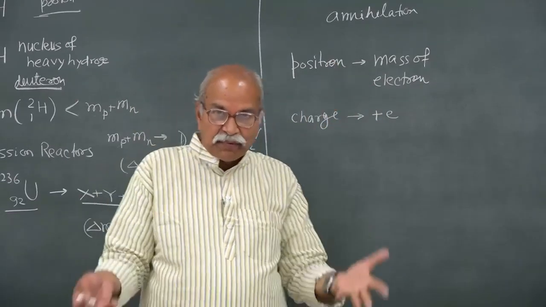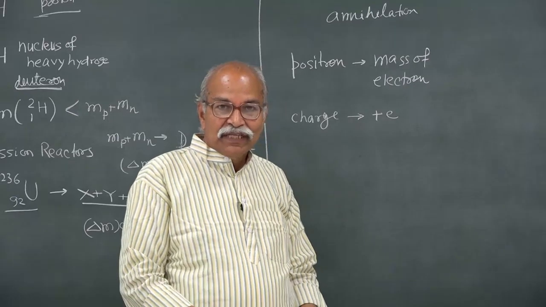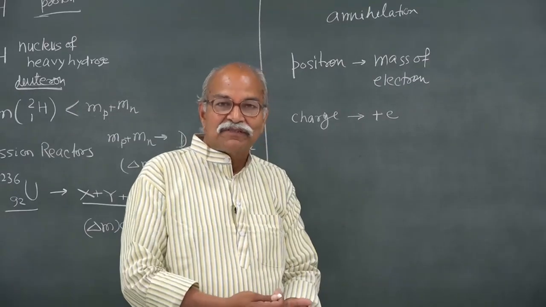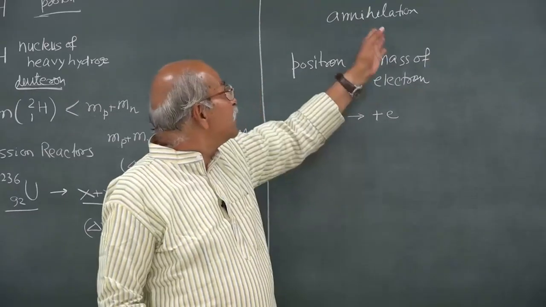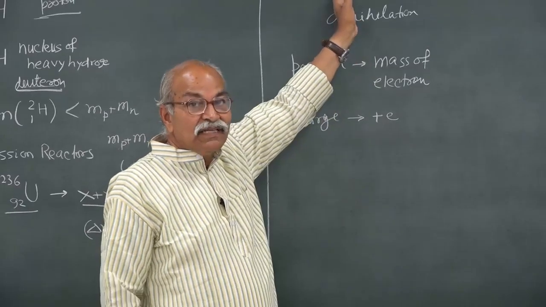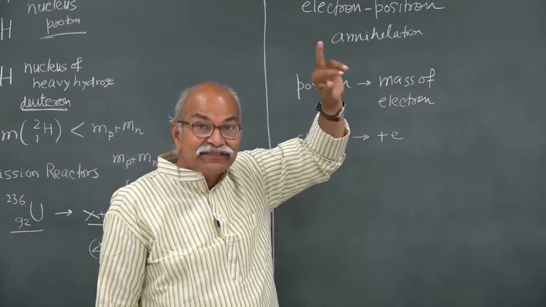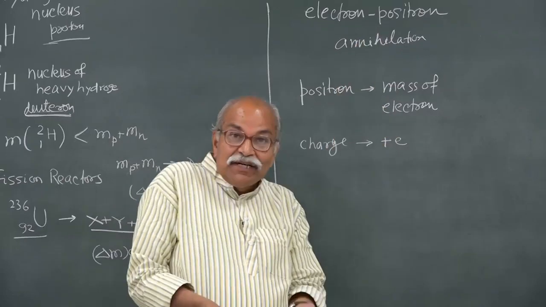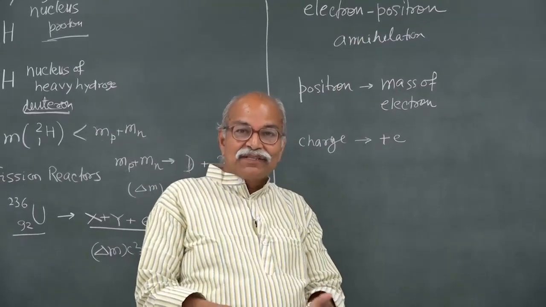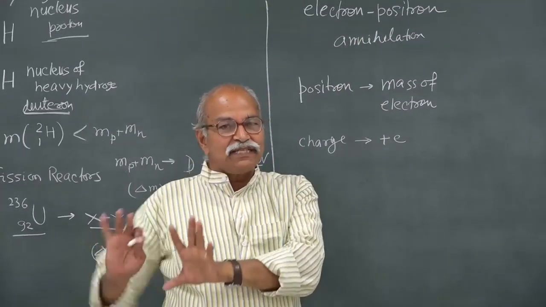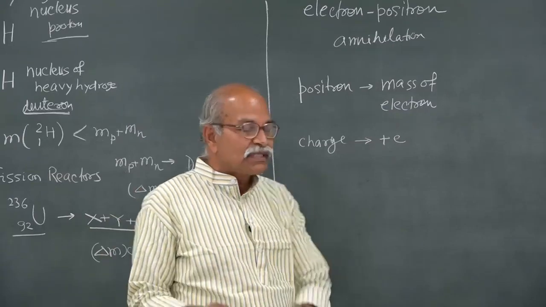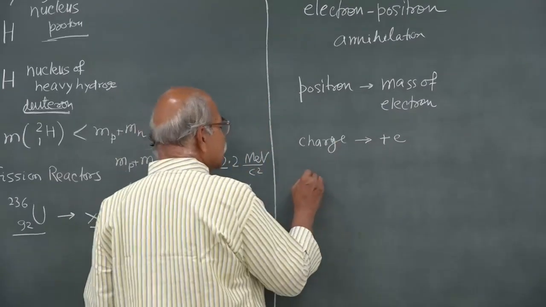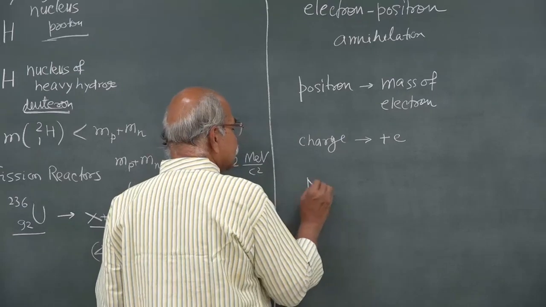We do not see many positrons around, and that is precisely because positrons can combine with electrons and annihilate each other. So, how do we get positrons as such? You have sources for positrons, you can make sources. One very common source is sodium 22.